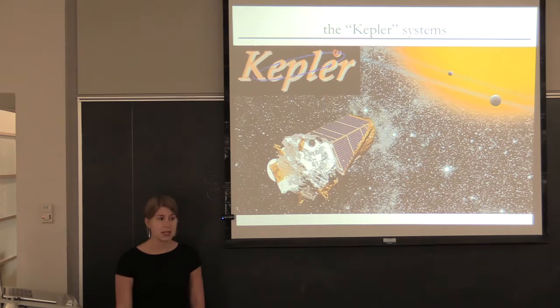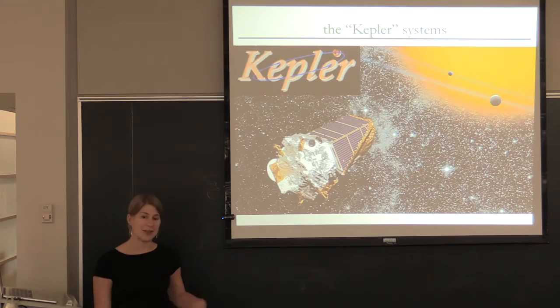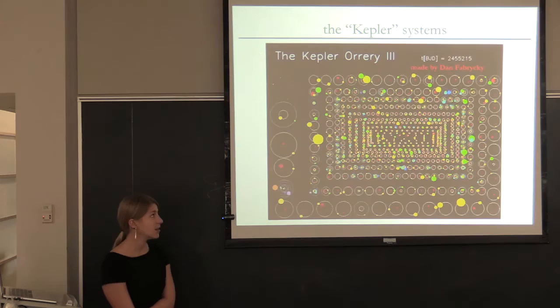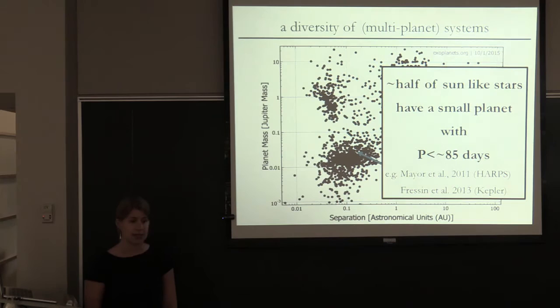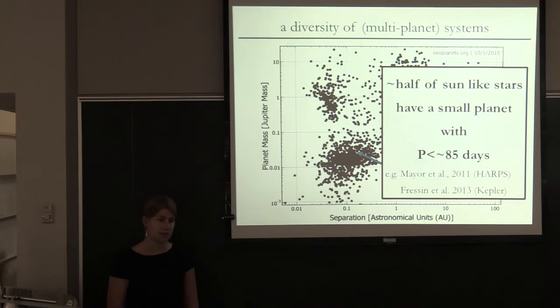If you're interested in planetary dynamics, the relevant information for many of these is that over half of them are found in multi-planet systems, some of which are shown here. So through analyses of this data, it's been established that these planets are extremely common. Half of Sun-like stars have a small planet with a period less than 85 days, and this rate increases to almost 2 planets on average per star for stars that are less massive than the Sun, for M-dwarfs. And so because of that, it's extremely important for us to understand how this population of planets formed and evolved, because they represent a very common outcome of planet formation.